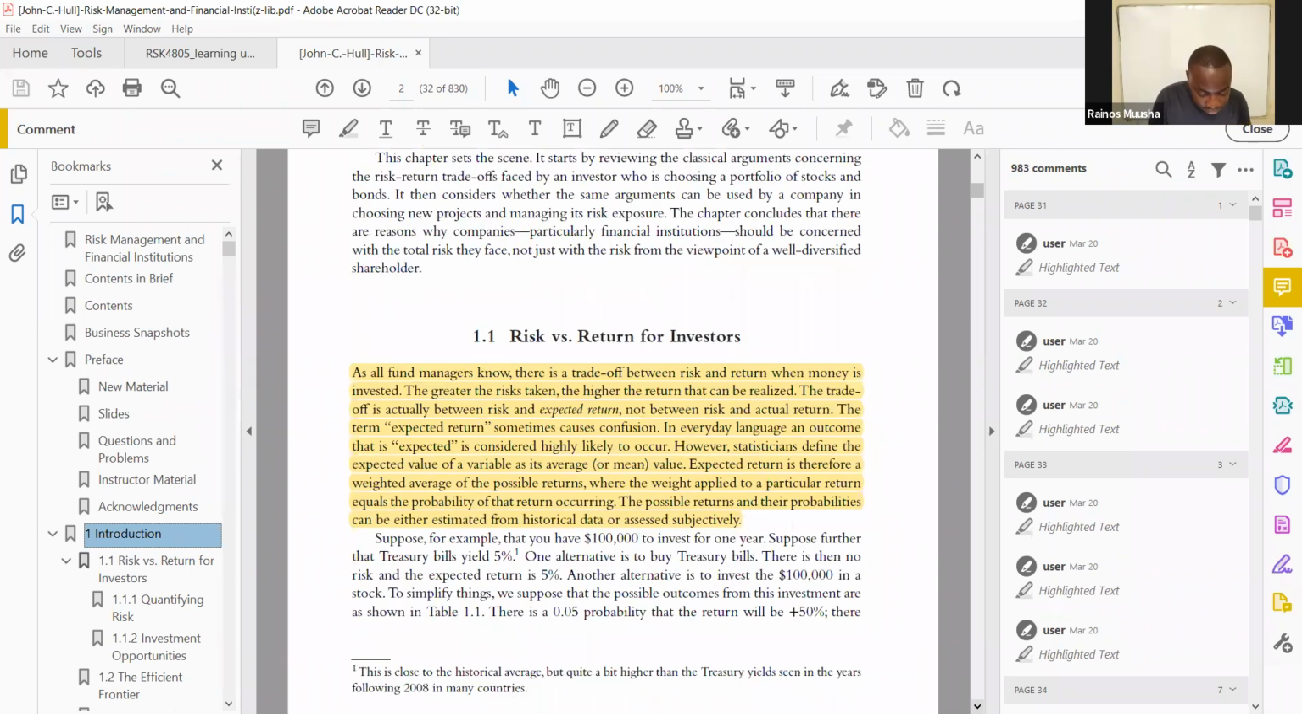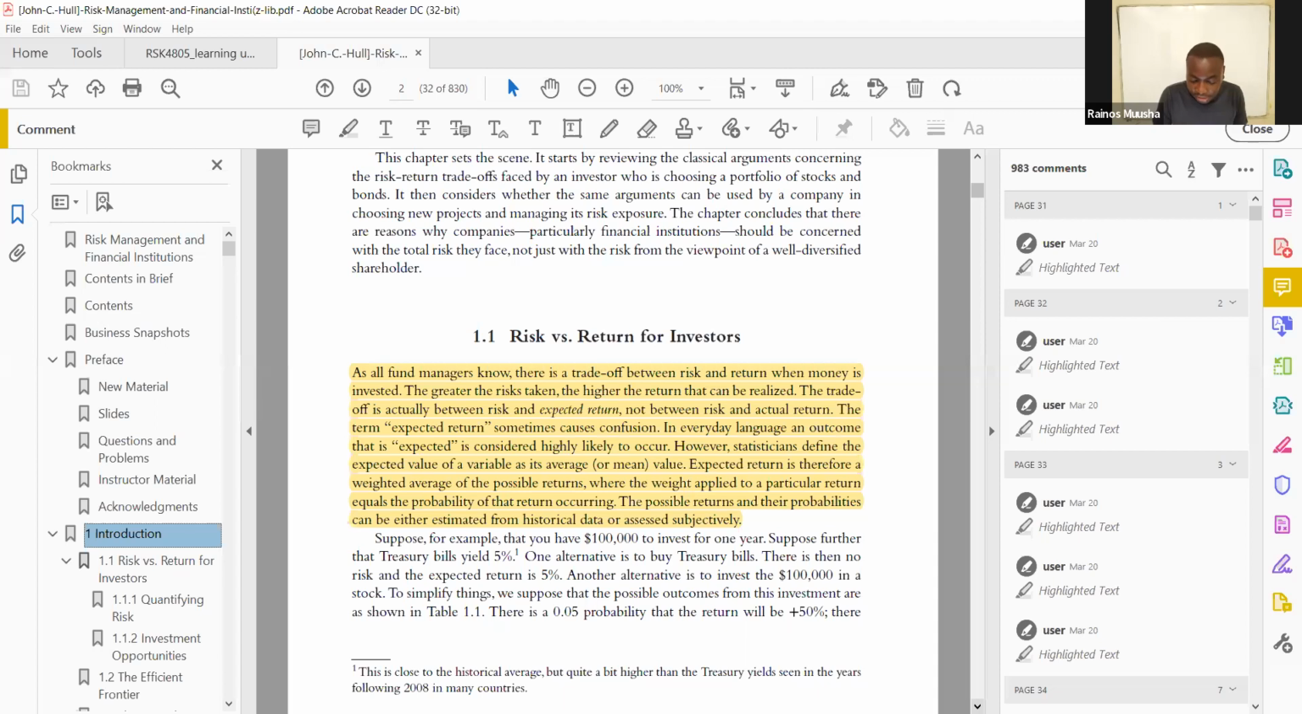So here they say, as all fund managers know, there is a trade-off between risk and return when money is invested. The greater the risk taken, the higher the return that can be realized. Remember, it's not the actual return, it's the return that can be realized. So it's basically an expected return. Just because you're taking on more risk does not necessarily mean that you're guaranteed a particular return, but you have a higher chance of getting that return as well. So here they say the trade-off is actually between risk and expected return, not between risk and actual return.